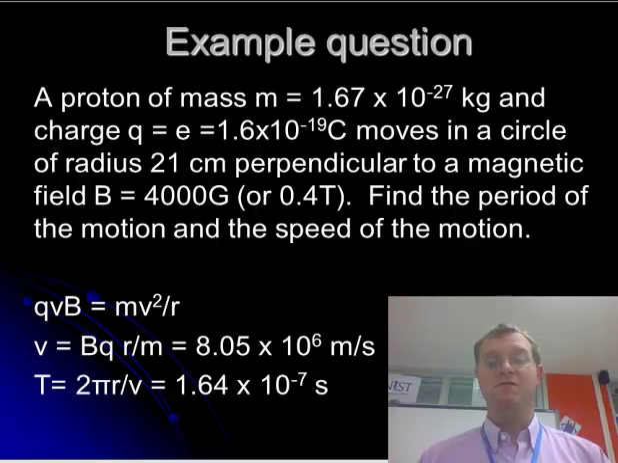So things to remember: the force applied on a charge moving through a magnetic field is calculated through the formula QVB, and this is quite often interlinked with the ideas of circular motion.